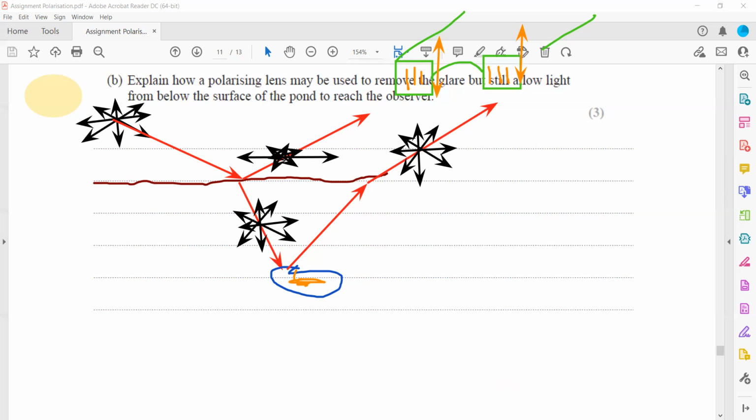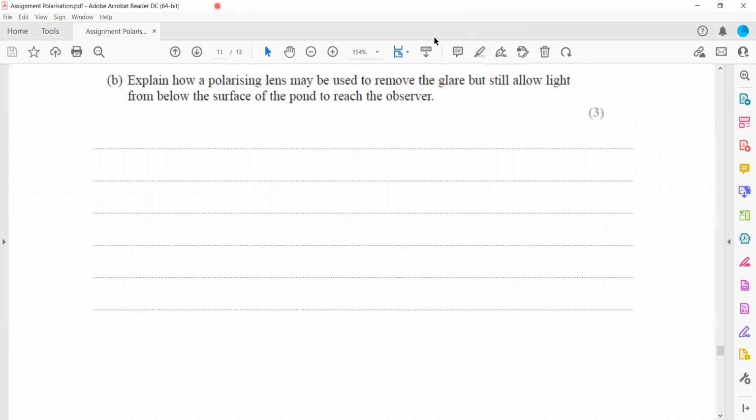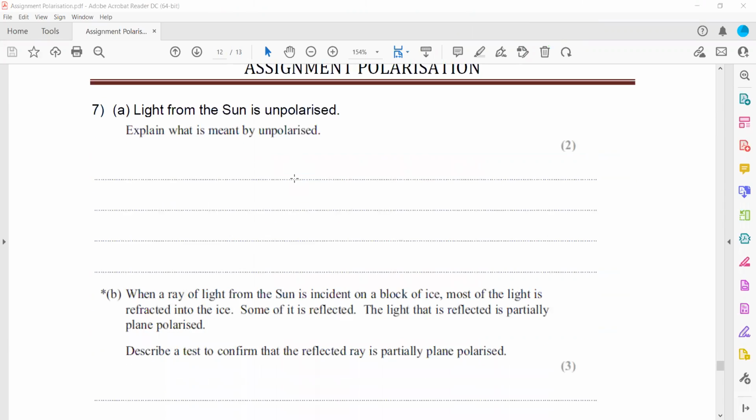Is it clear how we are able to see the objects which are underwater, instead of the reflection? Yes, sir, clear. Okay. You should be able to write this in your own words.